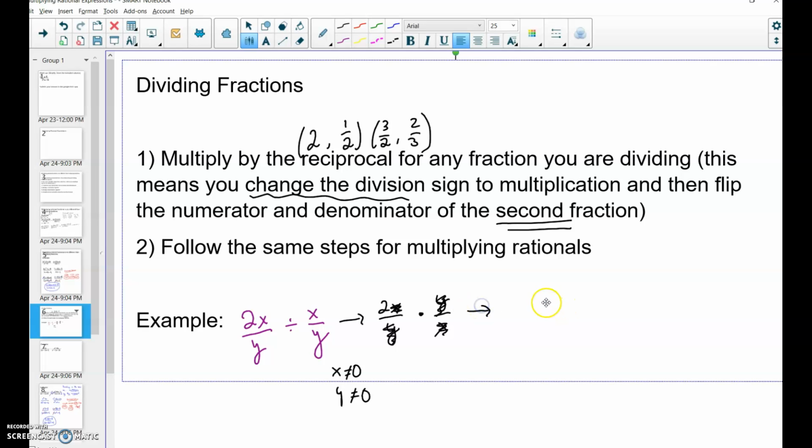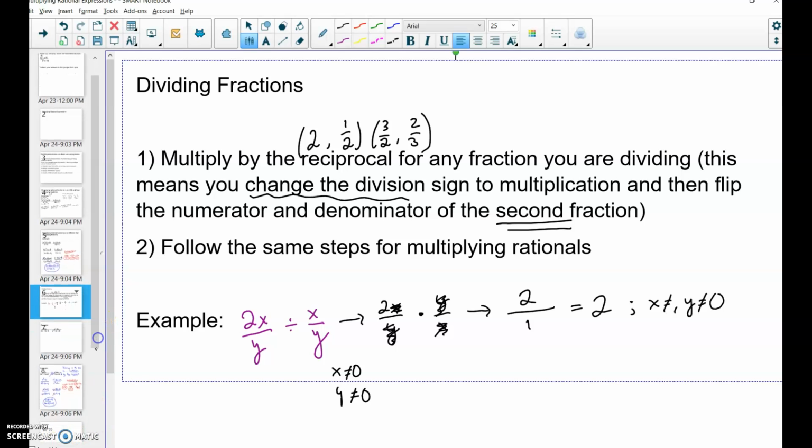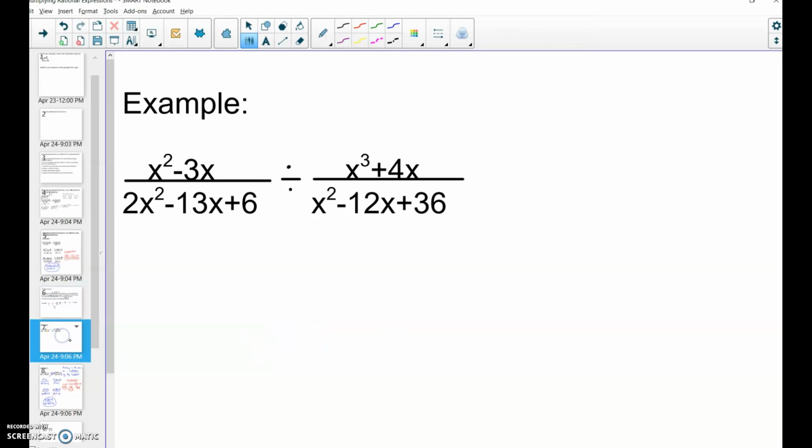So now I'm going to multiply across. I have just 2 on my numerator. If everything cancels out on your denominator, you are left with 1. So I have 2 over 1, which just simplifies to 2. And then I do need to include that x can't equal 0, y can't equal 0. Okay, pretty basic, just reciprocal practice. But let's look at one that's a little bit more challenging.